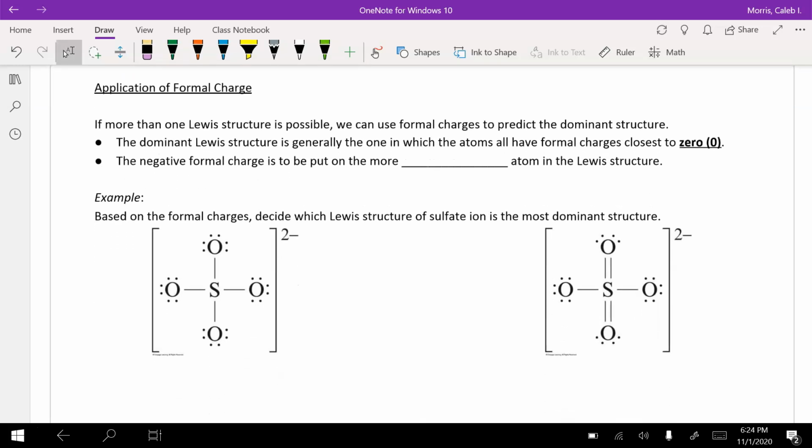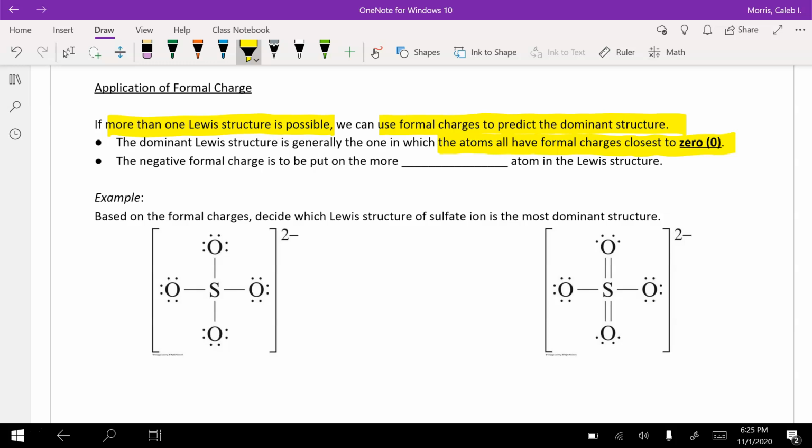The application of formal charge is that if you have more than one Lewis structure possible, we can use formal charges to predict the dominant structure. The dominant Lewis structure is generally the one in which the atoms all have formal charges closest to 0. So whether it's a positive number or a negative number, you want the one that's closest to 0. If 0 is possible, that is the dominant structure.